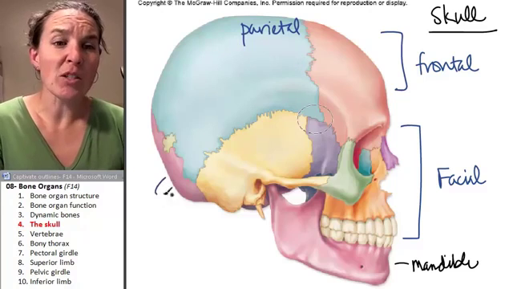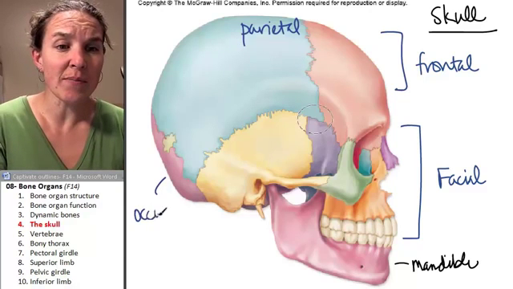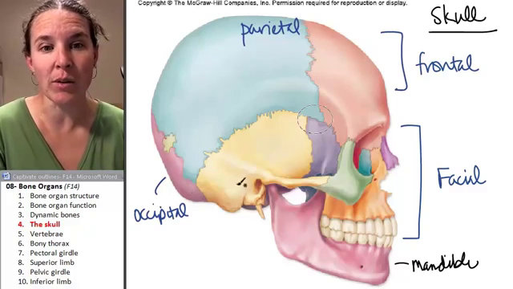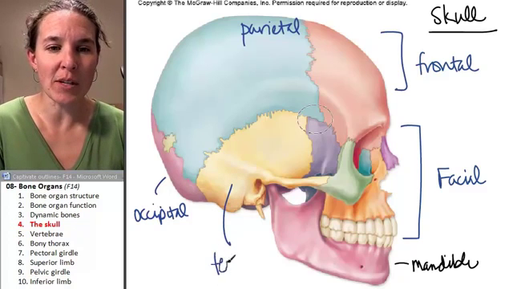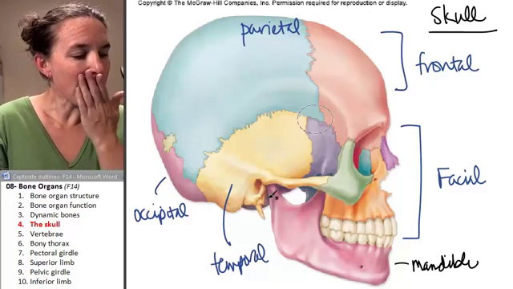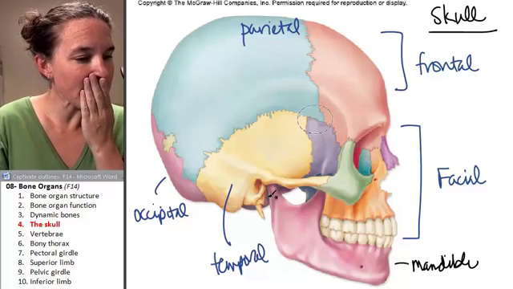That's good to know. We also have an occipital region, and guess what? That's the occipital bone. And then we have the temporal region, and this is the temporal bone. Let's see. Those are my regions.